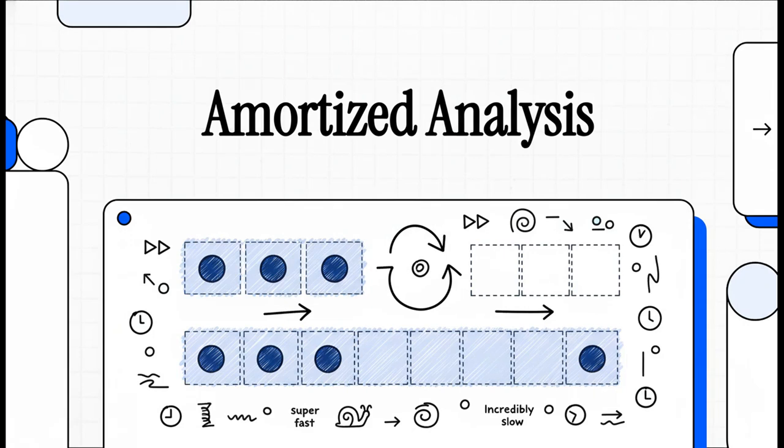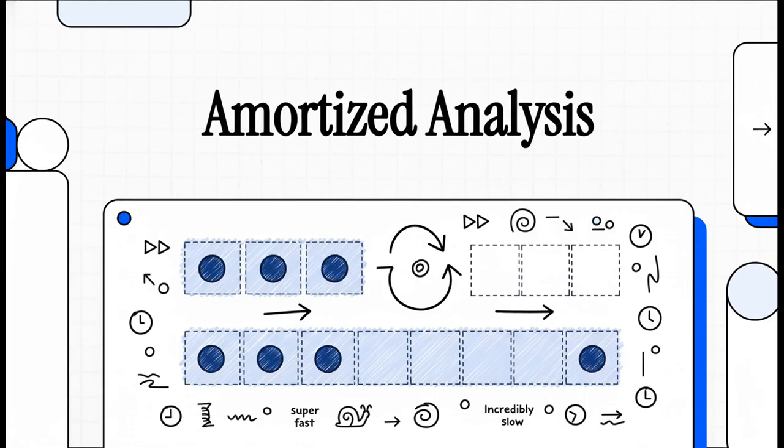Have you ever thought about the dynamic array or array list? It's probably the data structure you use most. We're always told that adding an element is super fast, O(1), constant time. But we also know that every now and then it has to resize, copying the entire array over. And that's O(n), which is incredibly slow.